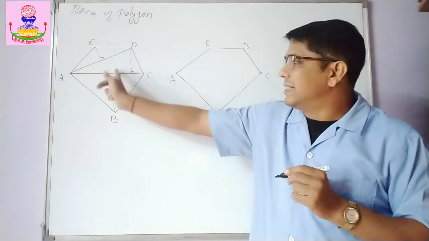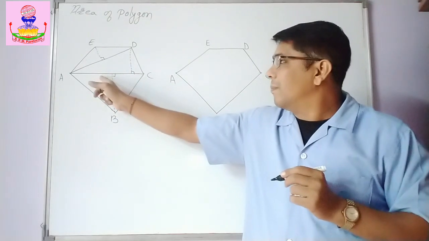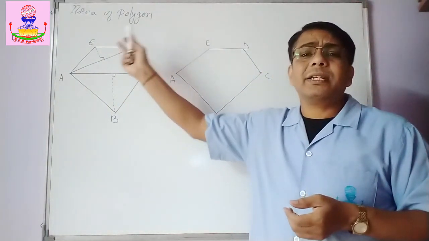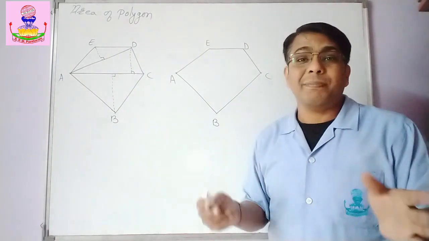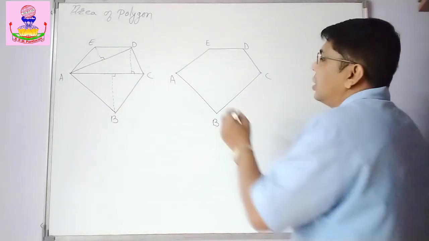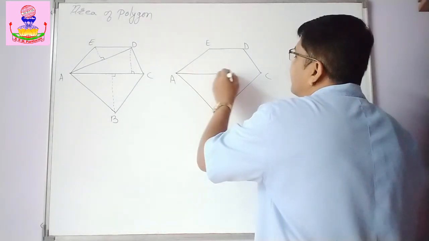So for all three triangles, if I know the base and height, I can find the area and add them. I will get the area of this polygon, that is, the pentagon. Now, there is another method also. So what do you do? Draw this diagonal.